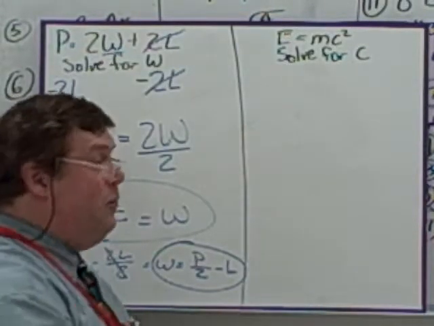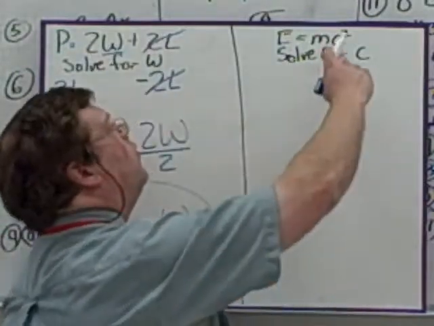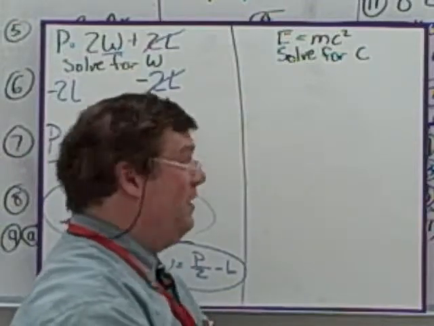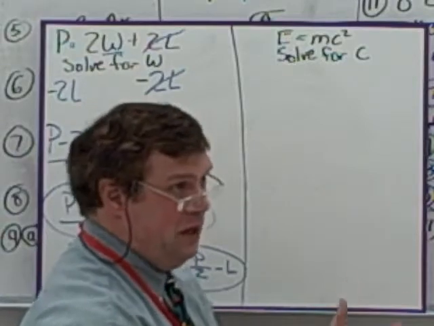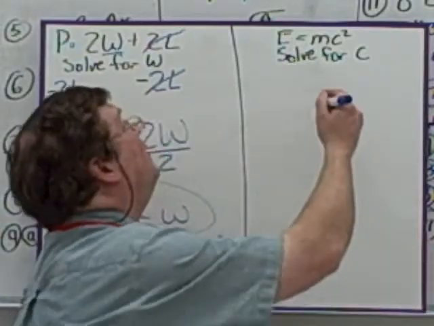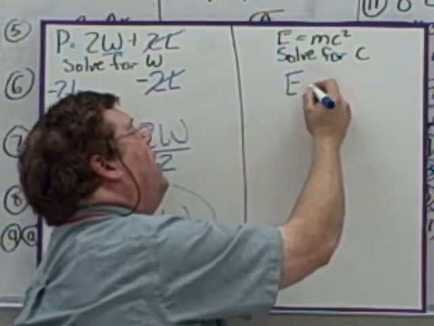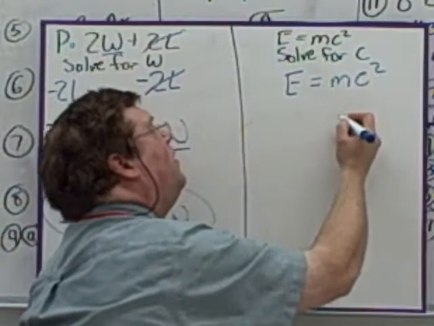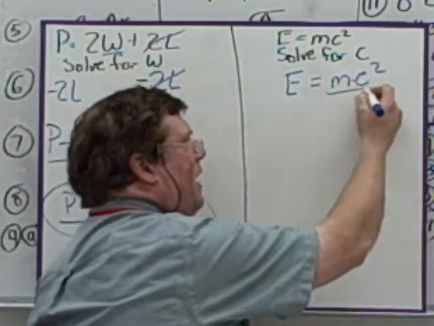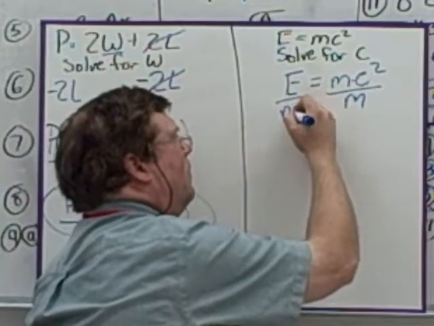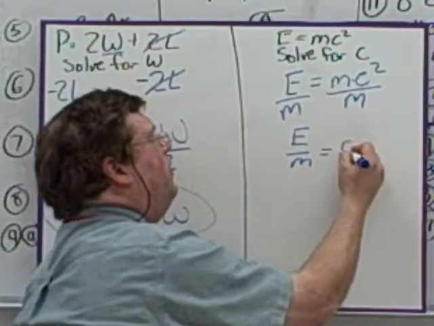Who hasn't heard of E equals mc squared? That's the formula for energy that Einstein came up with. This time we're asked to solve for C. Maybe we want to know what the speed of light is if we're given mass and energy. It's kind of silly here, but let's see what happens. To solve for c, we first have to get rid of the m. So we're starting off with e equals mc squared. We need to get rid of the m, that's m times c squared. So I've got to divide by m.